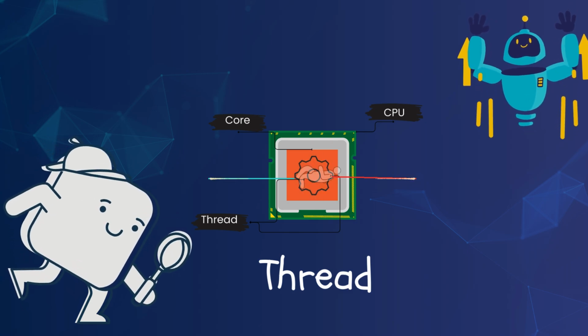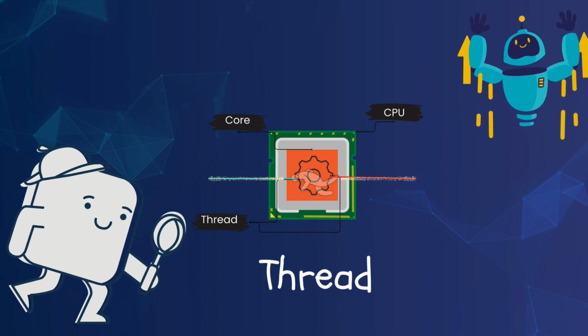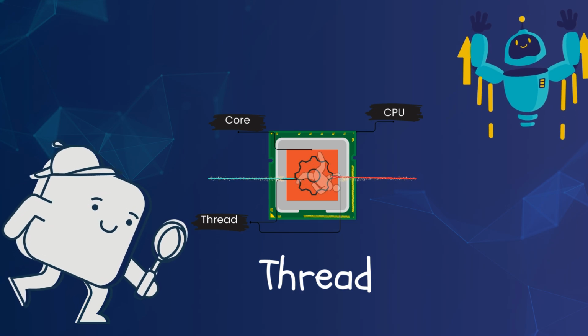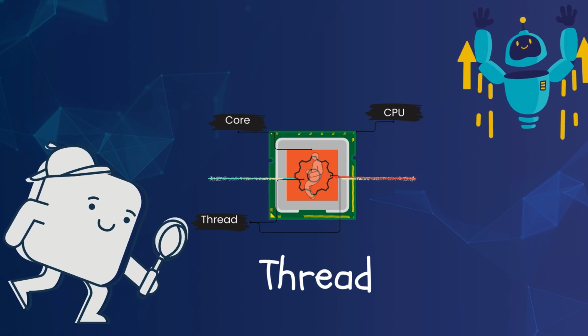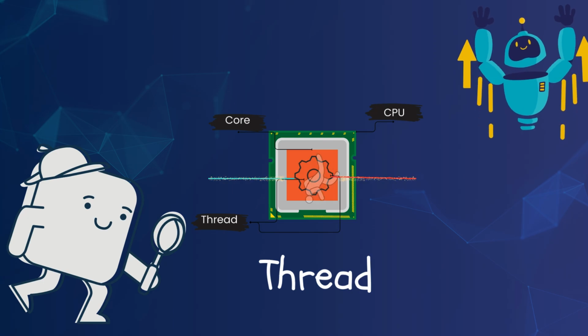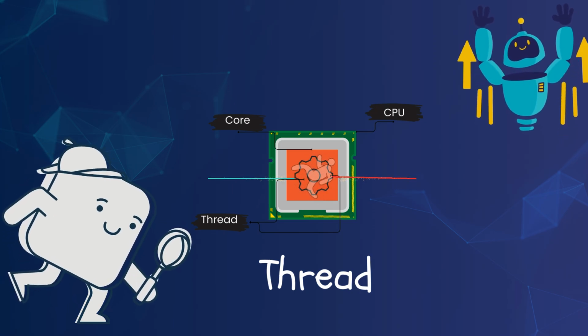A thread, often referred to as a software thread or execution thread, is the smallest unit of execution that a CPU core can handle. A single core can manage two or more threads concurrently, depending on the hardware manufacturer, enhancing the server efficiency and performance.